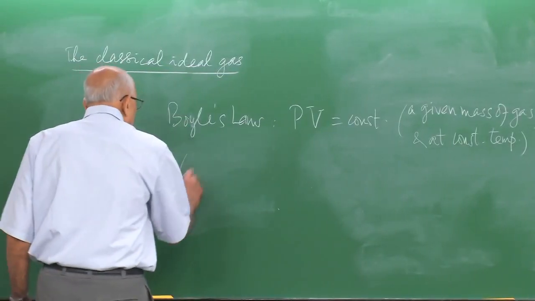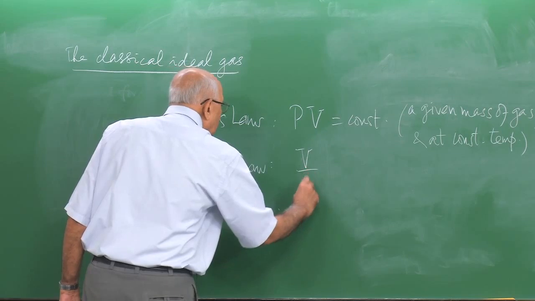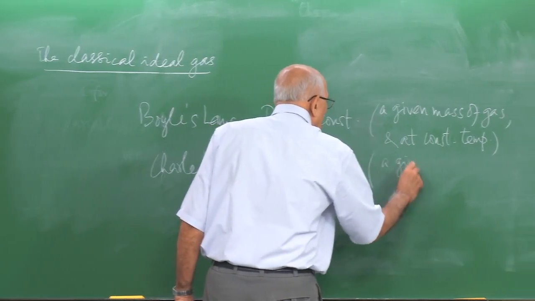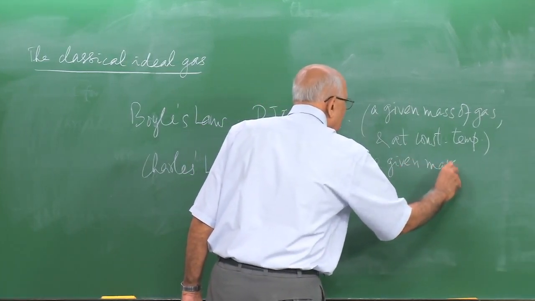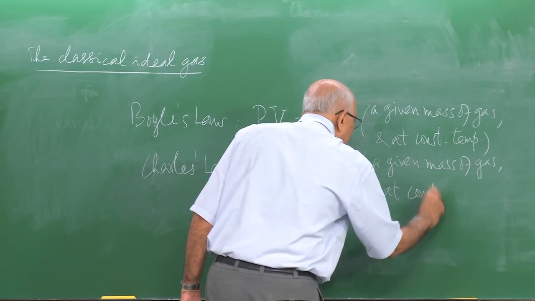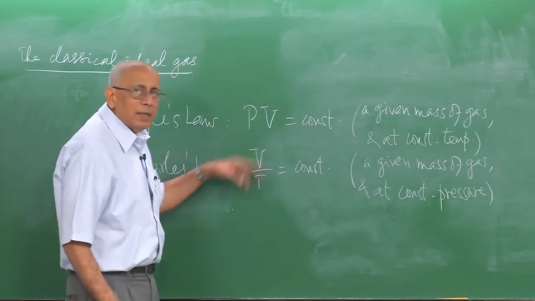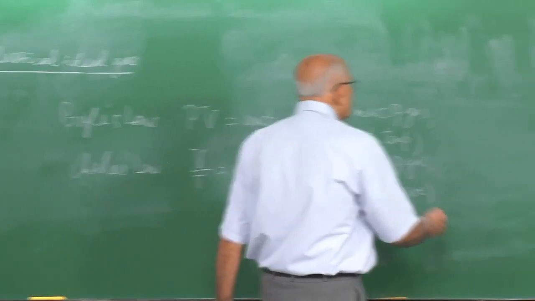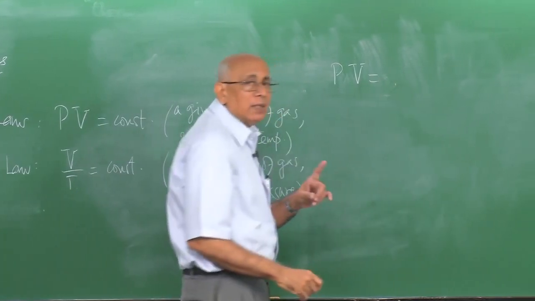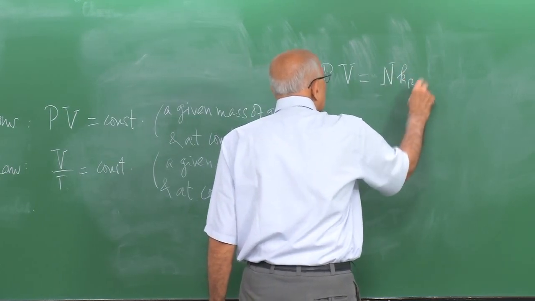And the other law was Charles's law, which said that V over T is equal to a constant for a given mass of gas and at constant pressure. Together these two laws could be subsumed into a single law, which today we know as PV equal to N times RT, which I will write in a slightly different way, since I want to emphasize the number of particles: N times k Boltzmann times T.